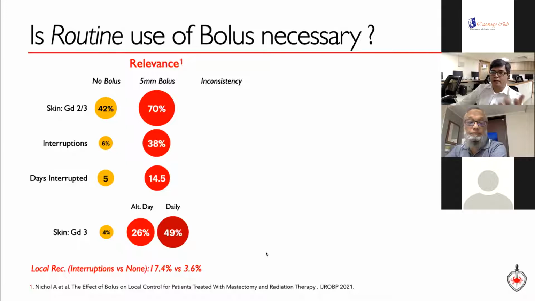We know that what we want is written in the textbook, that a brisk reaction should develop by the use of bolus for patients who are undergoing post-mastectomy radiotherapy. But you increase the rates of grade 2-3 toxicities. You increase the interruption frequency from 6 to 38%. The number of days the patients actually interrupted because of bolus placement is about 14 days compared to 5 days. And whether you use your bolus alternate day or daily, your skin grade 3 reactions increase in a pretty linear fashion. And overall, the local recurrences in patients who had interruptions versus no interruptions in this extensive systematic review was about 17% versus about 4%.